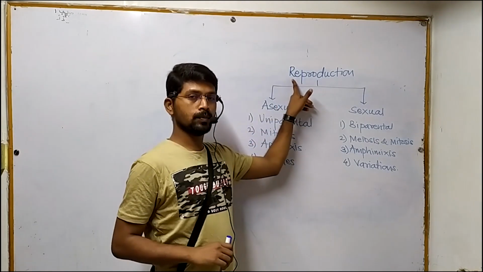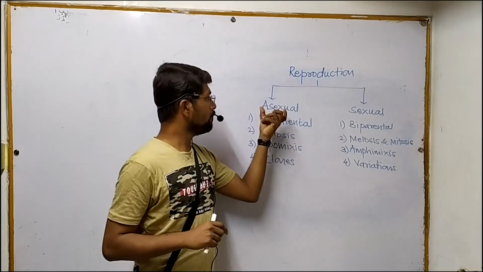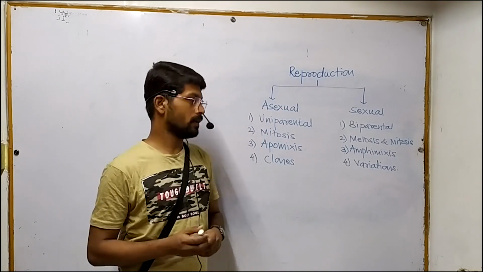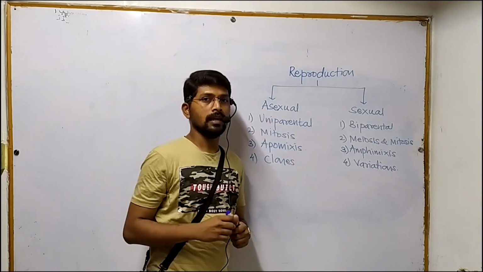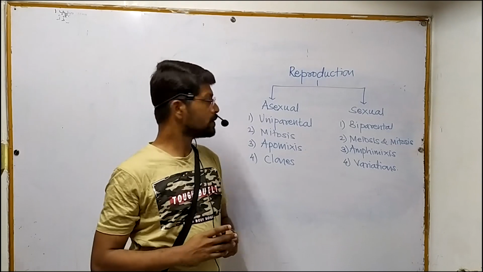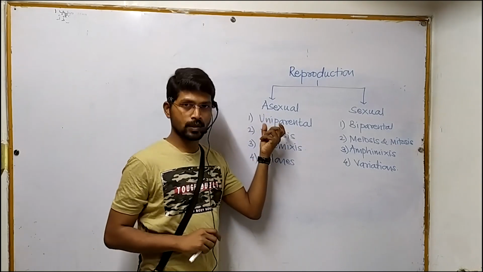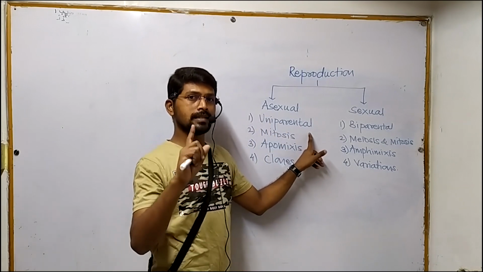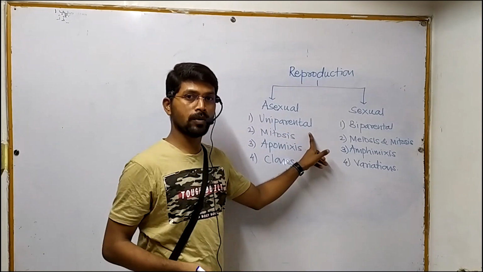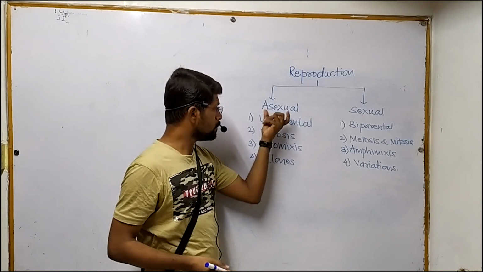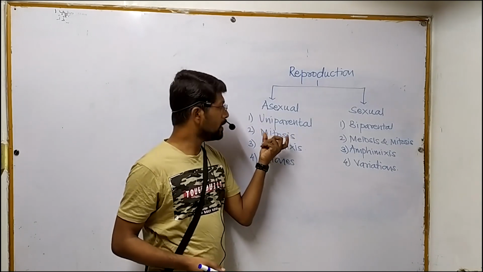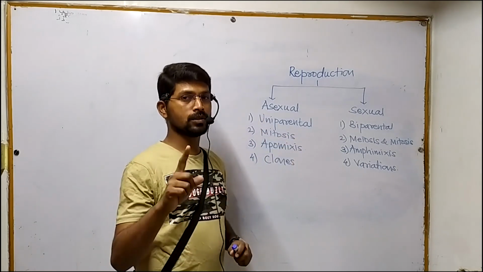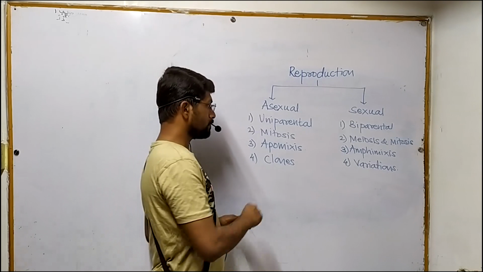Now, reproduction is basically divided into two types. First is called asexual reproduction, and the second one is called sexual reproduction. Asexual reproduction is mostly seen in lower organisms, and it is characterized by a uniparental mechanism in which a single individual is responsible for the formation of a new individual. This process includes only mitosis. No meiosis is involved, and therefore gamete formation is not seen in asexual reproduction.